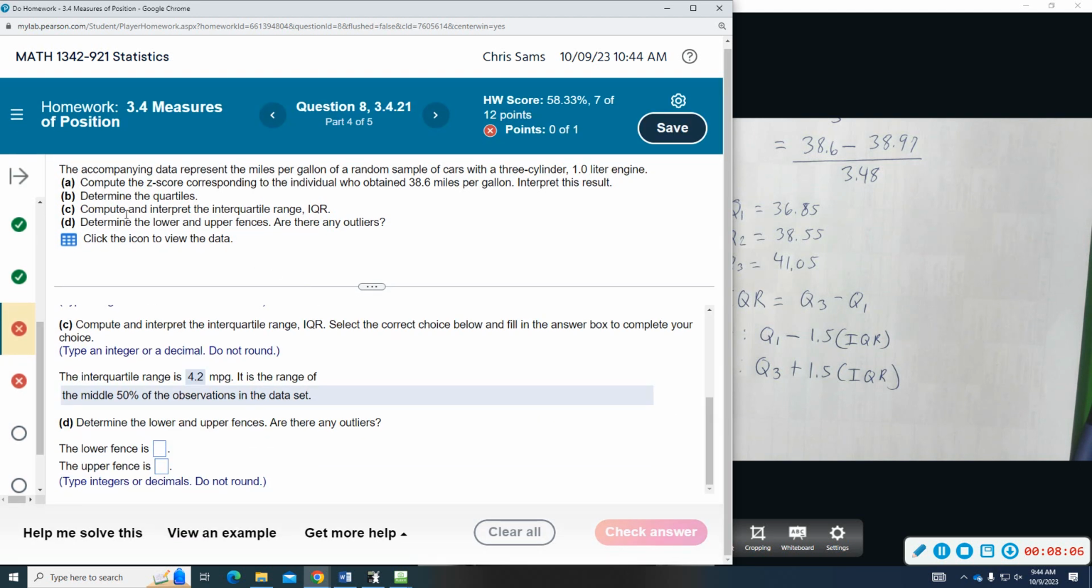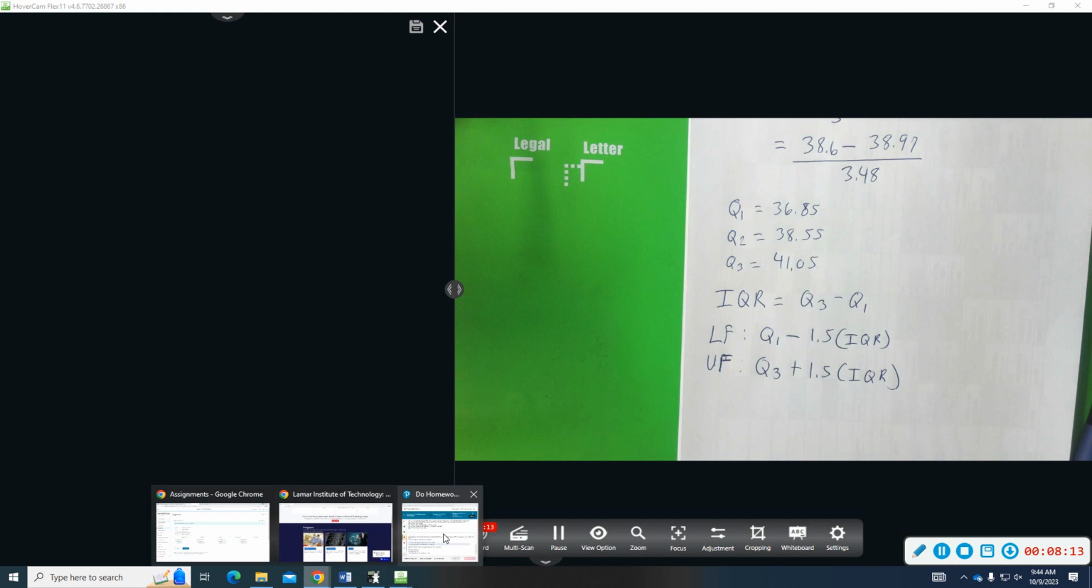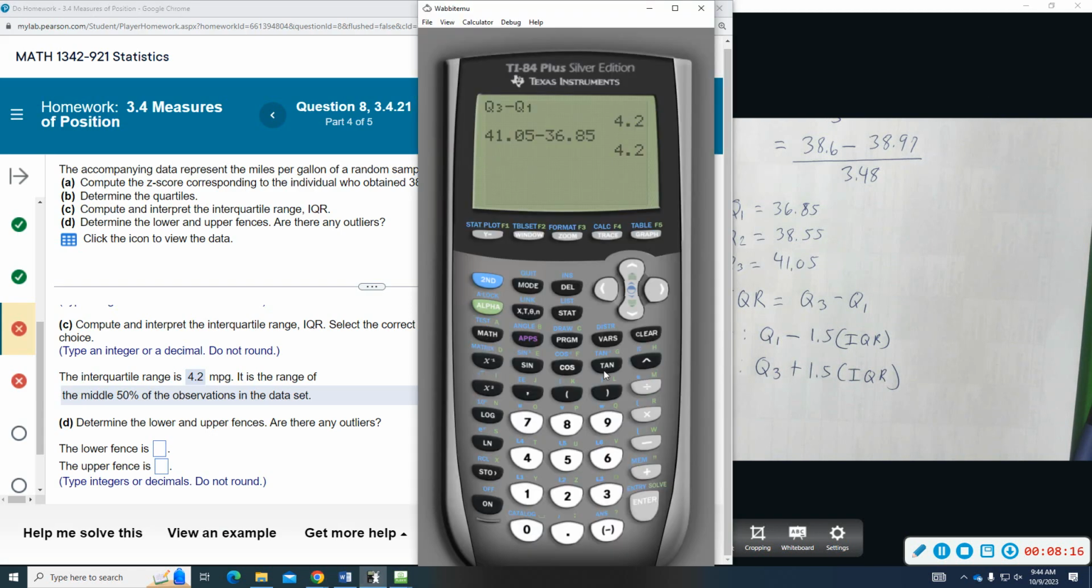All right, so D, we want to do the fences and determine if there's any outliers. Okay, so again, here are the computations for the measurements. I'm going to use a calculator again, so I'm going to type in VARs, statistics, go back. I'm going to do 7 for Q1. I'm going to do minus 1.5 times the interquartile range we just got, which was 4.2. So that's going to be the lower fence, and then I'm going to do VARs, statistics, go back, and this was number 9 to get Q3. Add 1.5 times the interquartile range, which is 4.2.